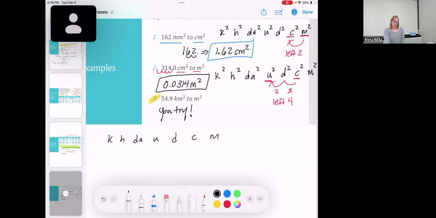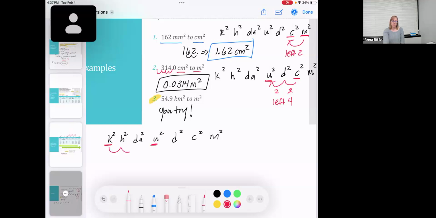So we've got our prefixes, and I will go ahead and put squares up there. I'm going to note that I'm starting with kilometers, square kilometers. Nice that you're putting the squares on your end result. That's what it should be. We're going to meters, square meters.